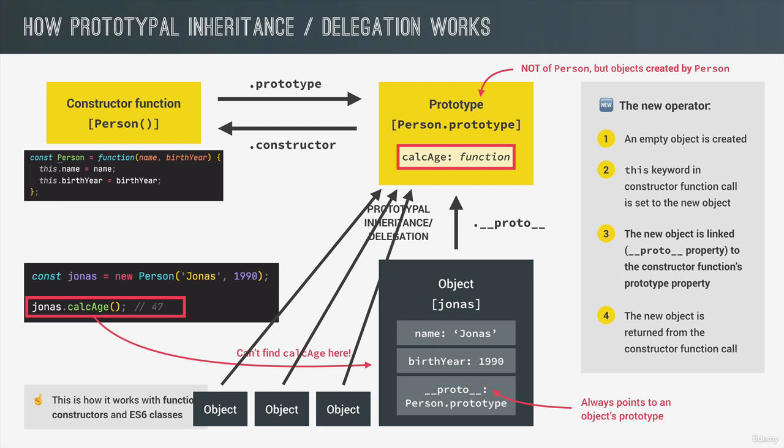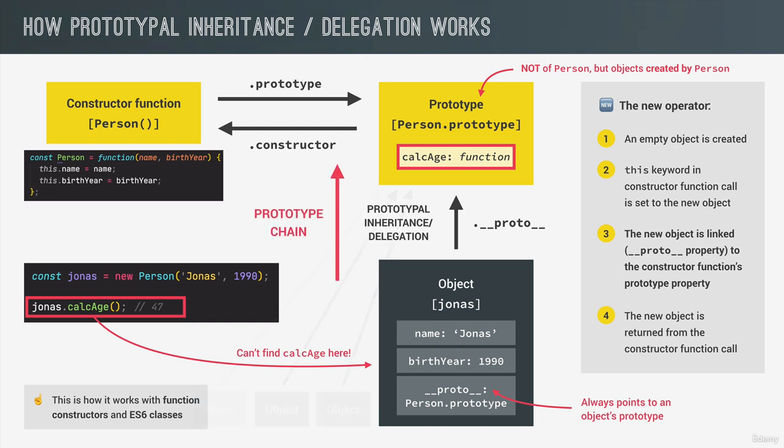Now, the fact that Jonas is connected to a prototype and the ability of looking up methods and properties in a prototype is what we call the prototype chain. So the Jonas object and its prototype basically form a prototype chain. But actually, the prototype chain does not end here. So let's understand the prototype chain a bit better by zooming out and looking at the whole picture.